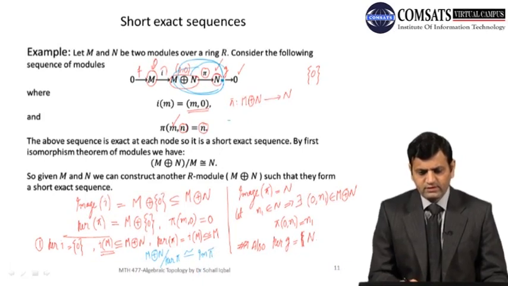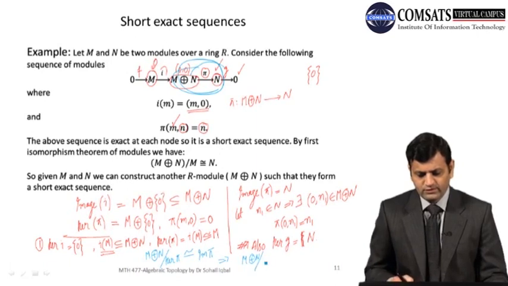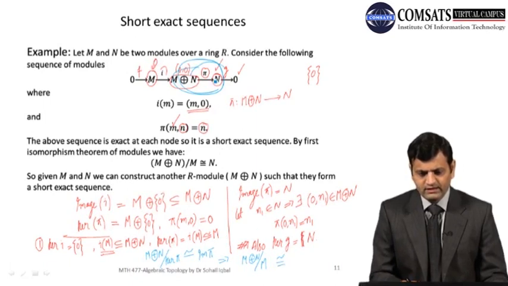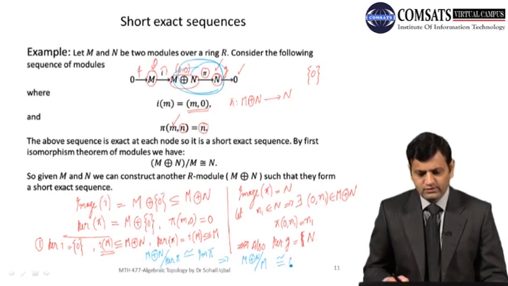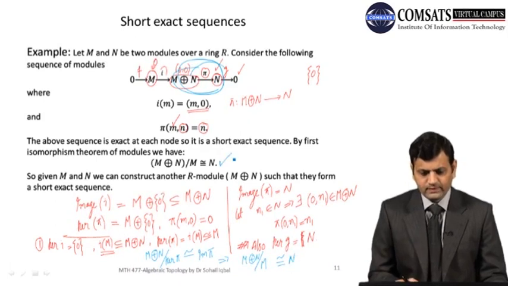Now what is the image of pi? Since this is an exact sequence, the image of pi must be equal to the kernel of g, but the kernel of g is equal to N because that's how we define g. It takes every element of N to 0. So the kernel of g is capital N, and it must be equal to the image of pi. So this implies that M plus N quotient with the kernel of pi, which is isomorphic to M, is isomorphic to N, because the image of pi, which is equal to the kernel of g, is equal to N. So we have this isomorphism.